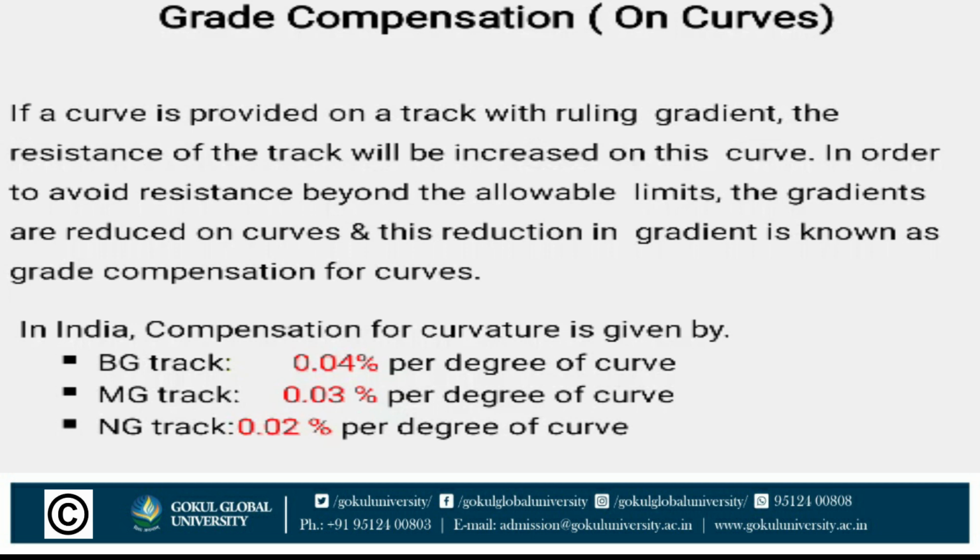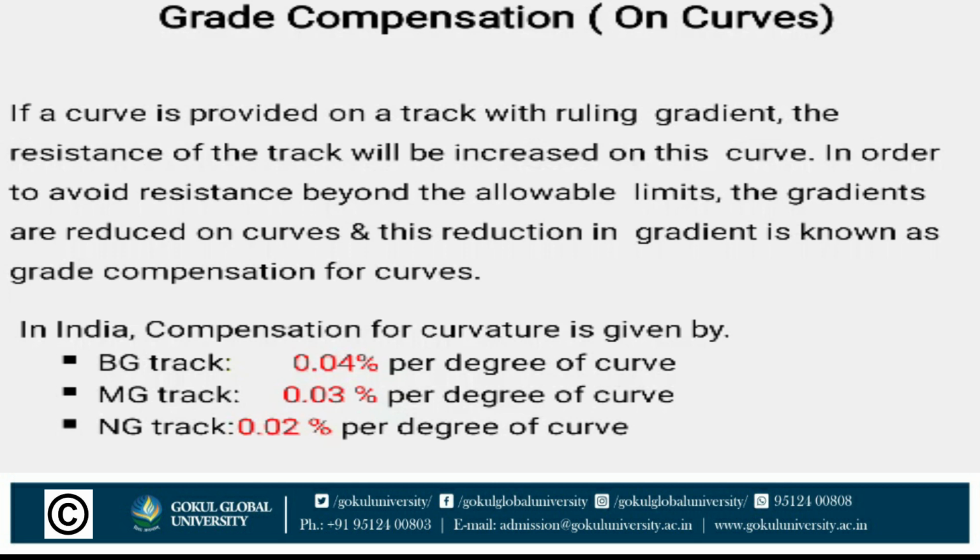When the gradient is also provided on a curve, then two types of resistance are offered by the track: once the resistance provided by the gradient, and once the resistance provided by the curve. That's why the maximum gradient is not provided on a curve. Therefore, the compensation of curve is required.